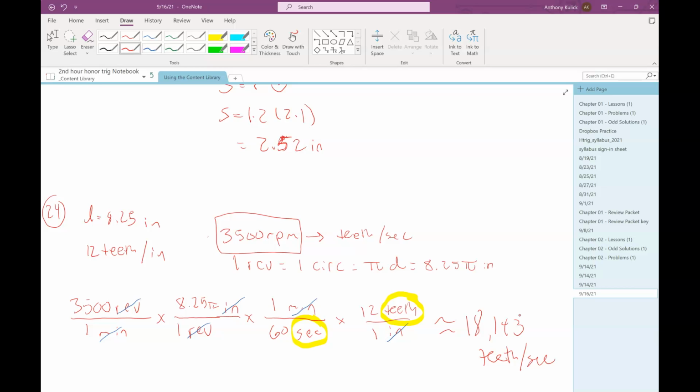Again, the order that you do that conversion doesn't really matter, right? Because it's multiplication, you can have those conversion factors in any order.